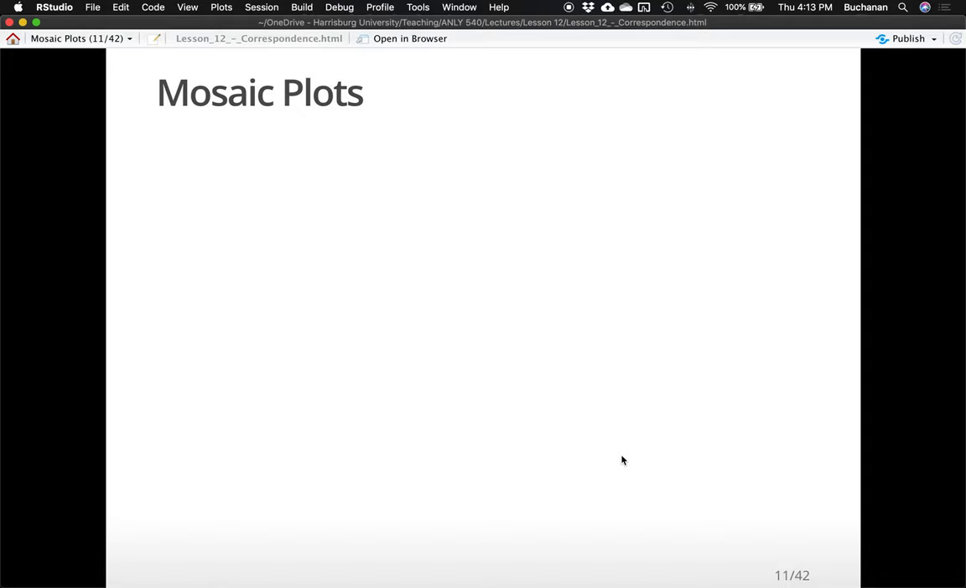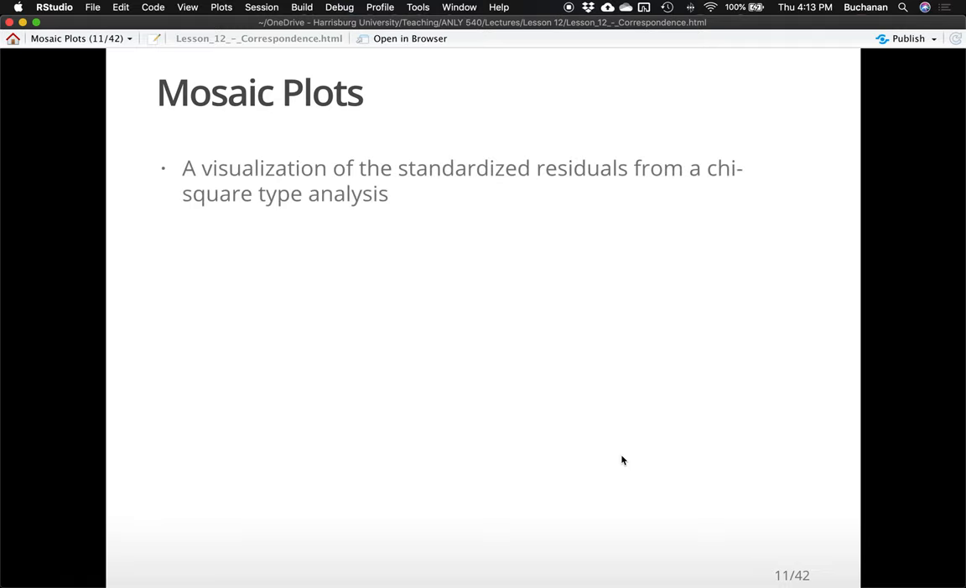Now, one thing we can do to help us visualize this, and I'm going to do this on the whole data frame for Berlin K, is make a mosaic plot. A mosaic plot is a visualization of those standardized residuals from a chi-square type analysis. The box size in the plot is determined by the observed cell size. Okay, so this is O.